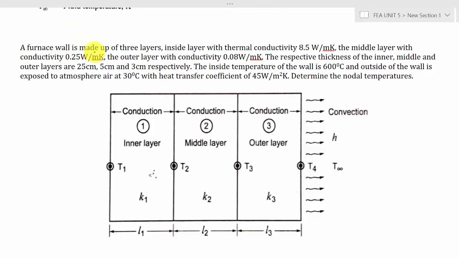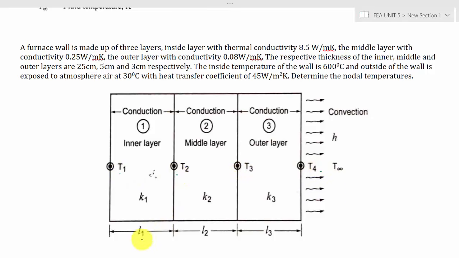A furnace wall is made of 3 layers. Inside layer with thermal conductivity of 8.5 watt per meter Kelvin. So this is the given drawing. Since it has 3 layers, I have split it into 3 elements. So the nodal temperatures are T1, T2, T3 and T4.